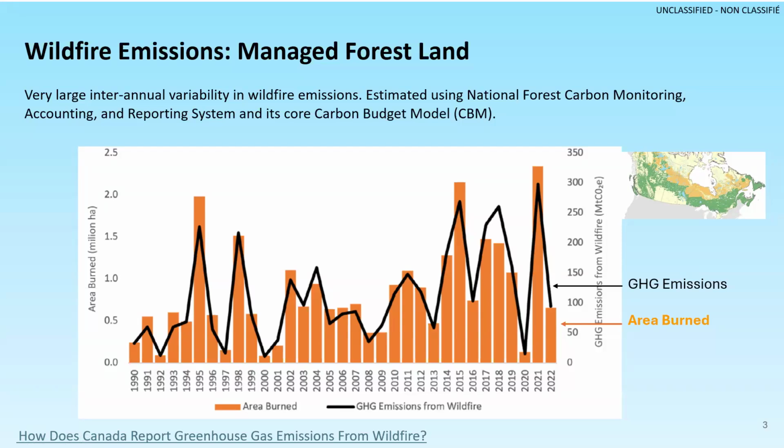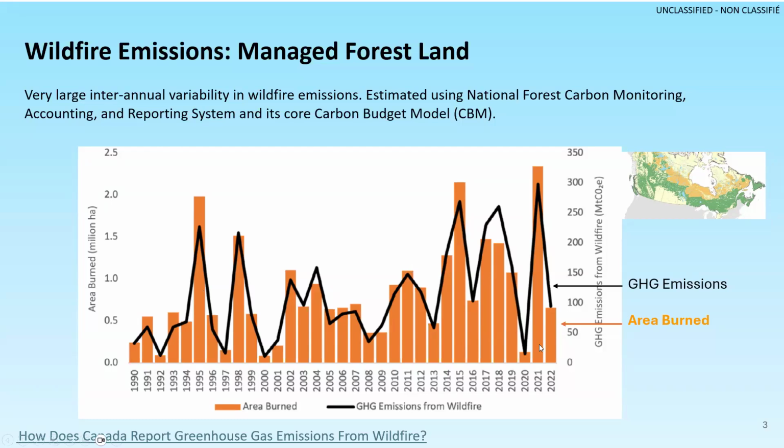And there's two things I'd like to point out in this image. One is that there's a very strong correlation between the area burned and the greenhouse gas emissions. And there's very high variability as well. Some years have a lot of fire and a lot of greenhouse gas emissions. Other years don't.